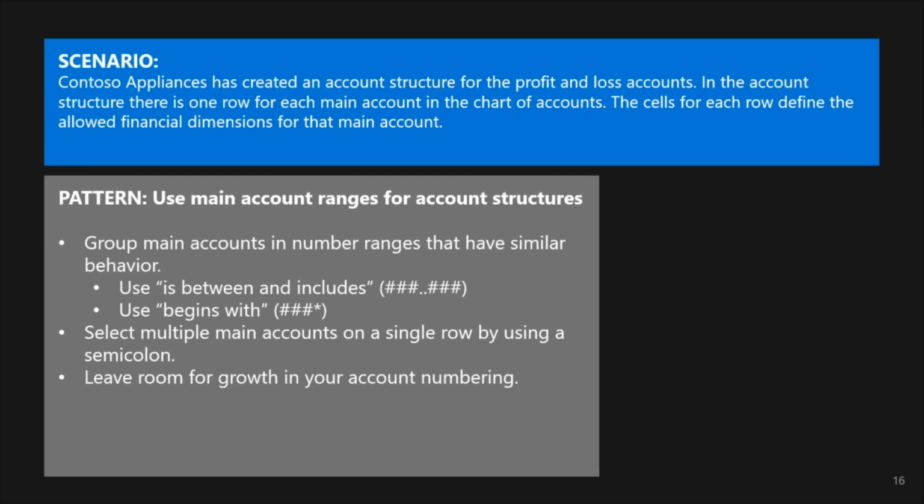We would suggest that you try to select multiple main accounts on a single row by using a semicolon. So if they're not in ranges, like if you've got six accounts that all behave the same way, but they're not all right next to each other for whatever reason, then use the semicolon to separate them.